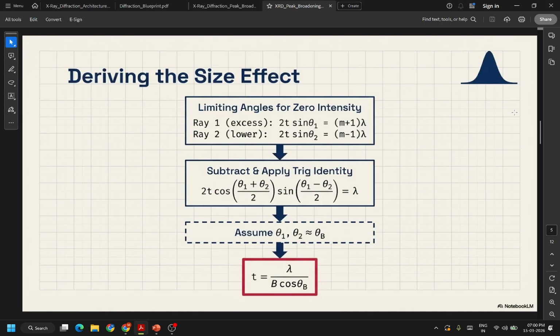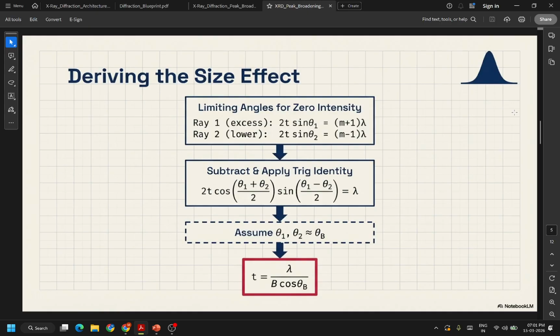So we can calculate the limiting angle for zero intensity. If we go for a higher angle, 2d sine theta 1 will get cancelled for m plus 1 lambda, and for a lower angle, 2d sine theta 2 will be cancelled out at m minus 1 lambda. Now if we subtract and apply a trigonometric identity, we get 2d cos of (theta 1 plus theta 2) by 2 times sine of (theta 1 minus theta 2) by 2 equals lambda.